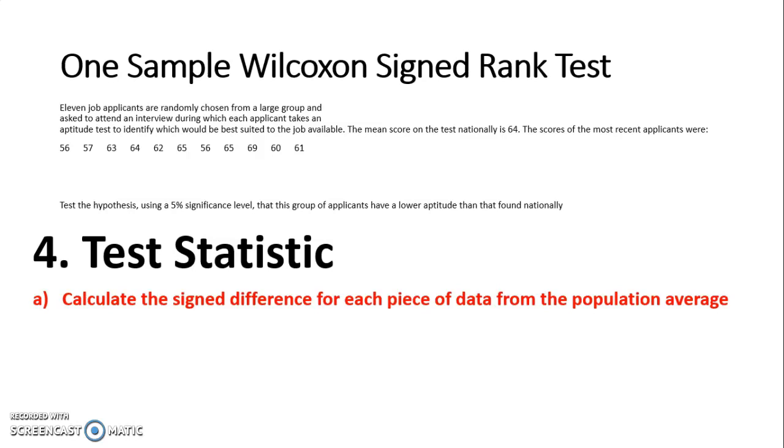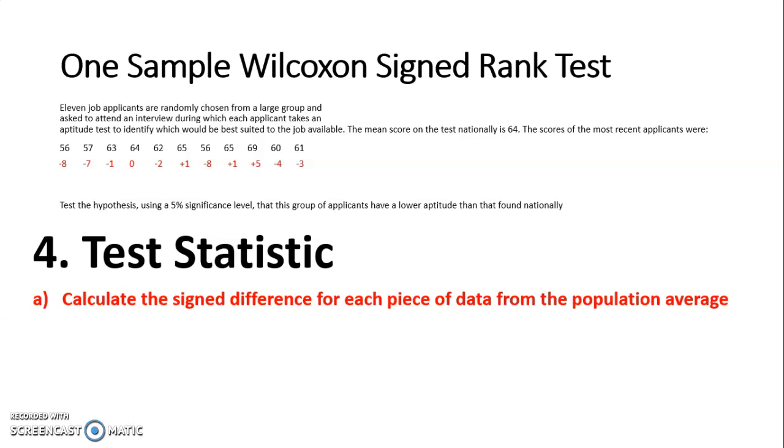So for each value in my data, I'm going to compare that with the average of 64. So 56 is 8 below, 57 is 7 below, 63 is 1 below, 64 is the same as the average, so I'm going to identify that as a difference of 0. 62 is 2 below, 65 is 1 above, so that's going to get a plus 1. 56 is 8 below, 65 again is plus 1, 1 above. 69 is 5 above, so plus 5. 4 below and 3 below. So those are my signed differences.